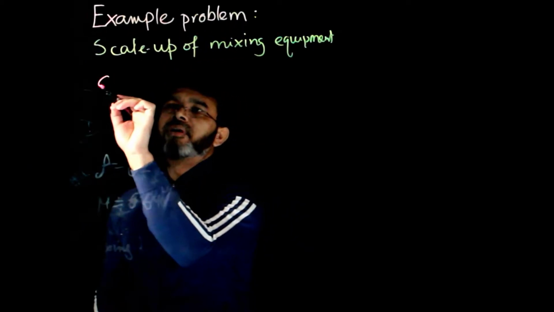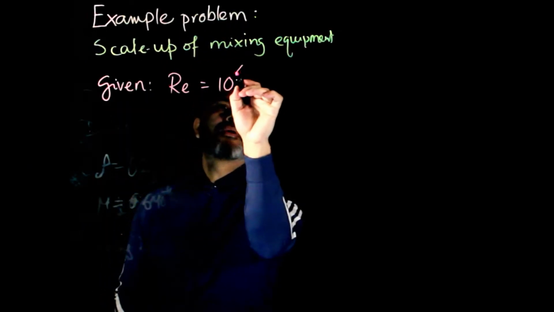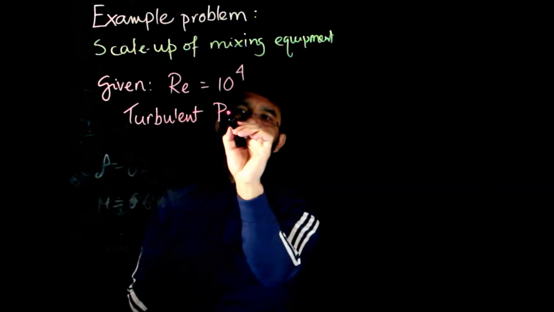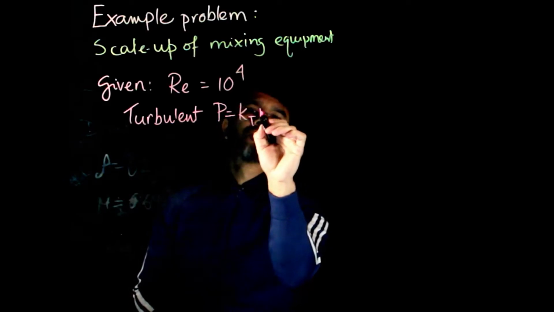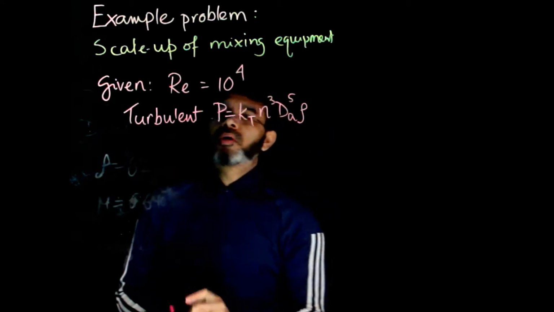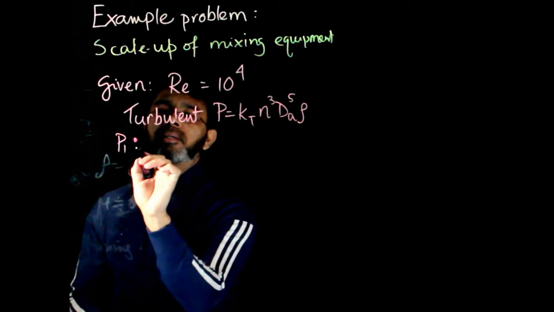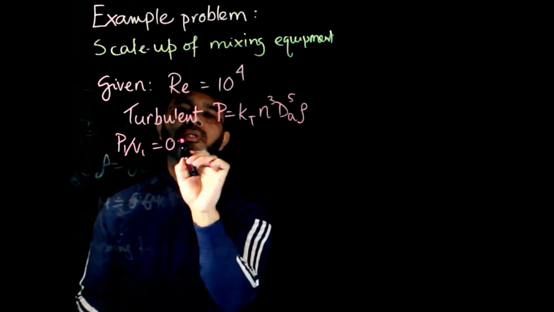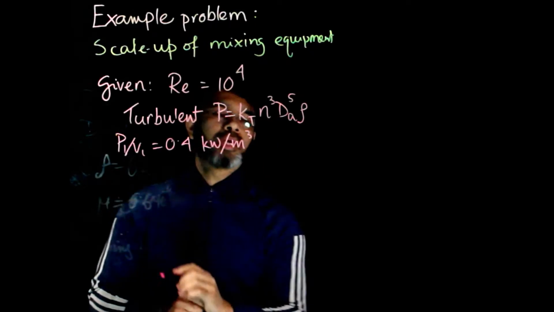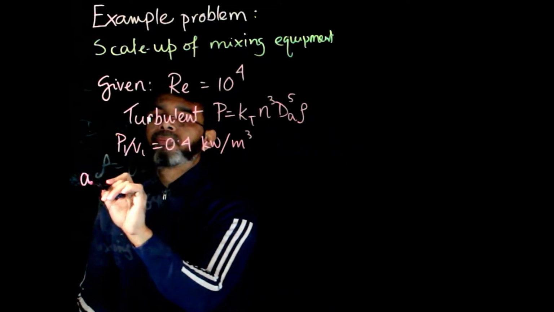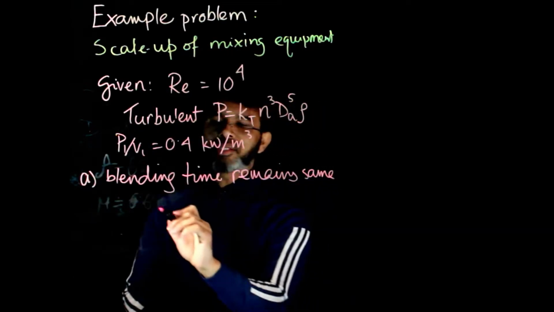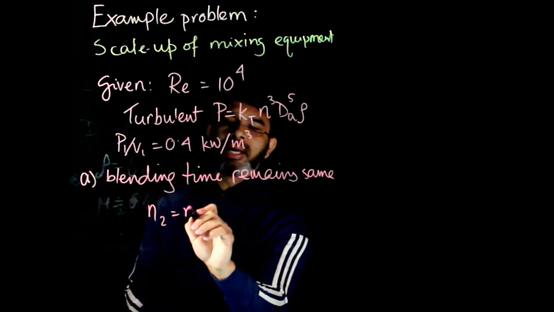Now for this case, we are given Reynolds number to be 10 to the power 4. So consider turbulent flow, and we will use the equation P equals K_T N cube dA power 5 rho. Now we're also given P1 over V1 to be 0.4 kilowatt per meter cube. Now for part A, we have blending time remains same. So this tells us N2 will become N1.